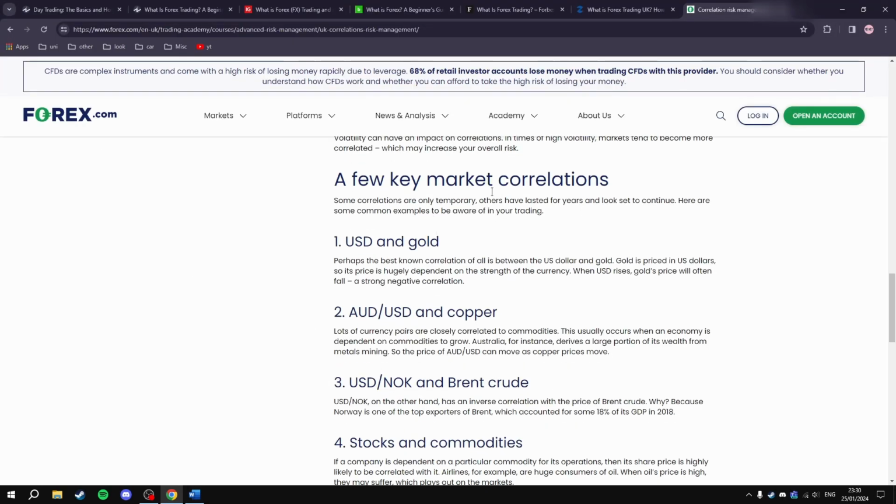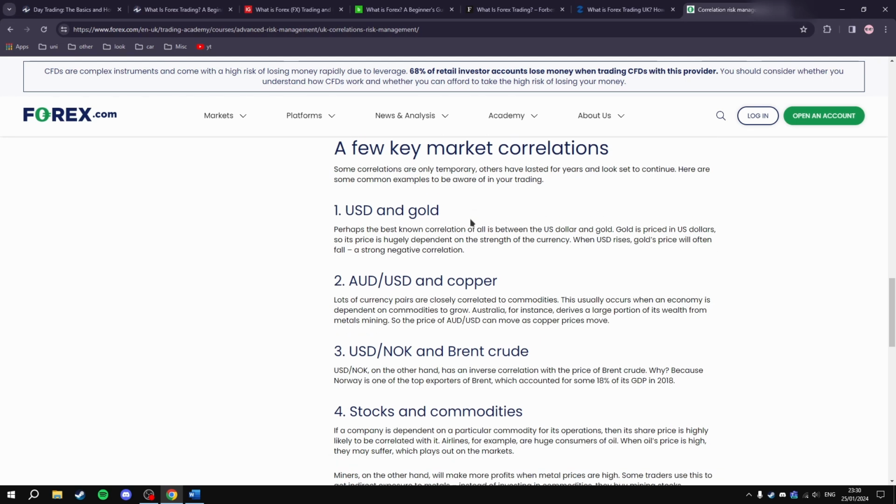A few key market correlations. Some correlations are only temporary, others have lasted for years and look set to continue. Here are some common examples to be aware of in your trading.